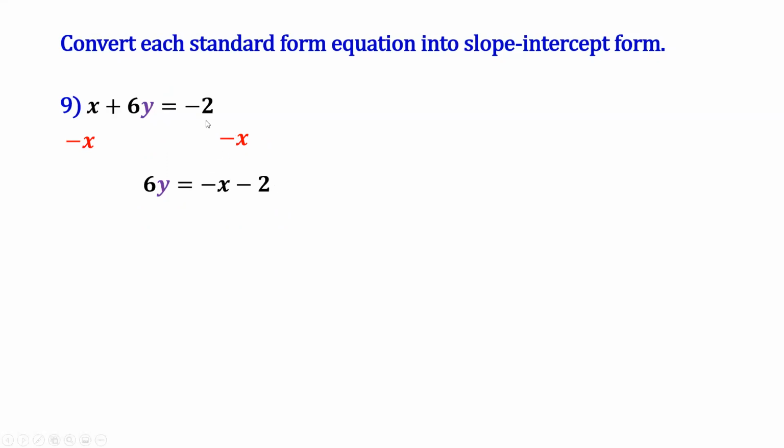Once again, I bring down both of these pieces since I can't combine them. One's a number, one's a variable, so I just bring them both down. I now get rid of the 6 by dividing. I divide everything by 6. The 6 and the 6 cancel, so I'm left with just y.